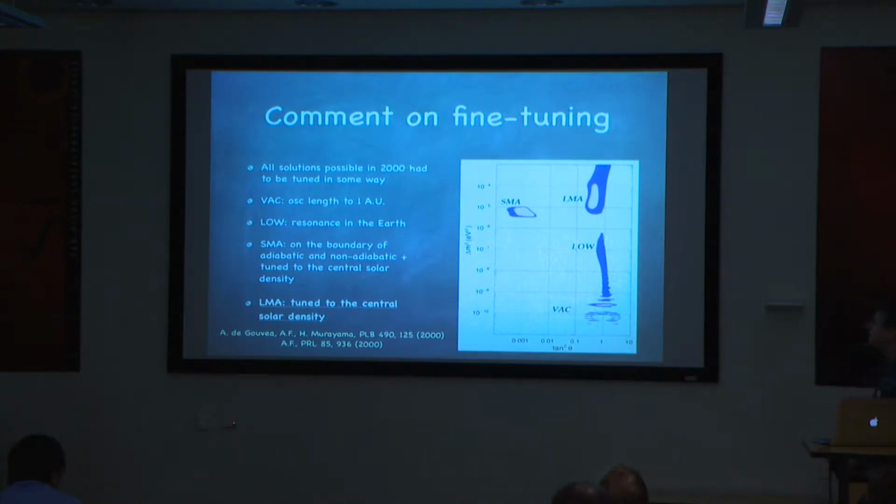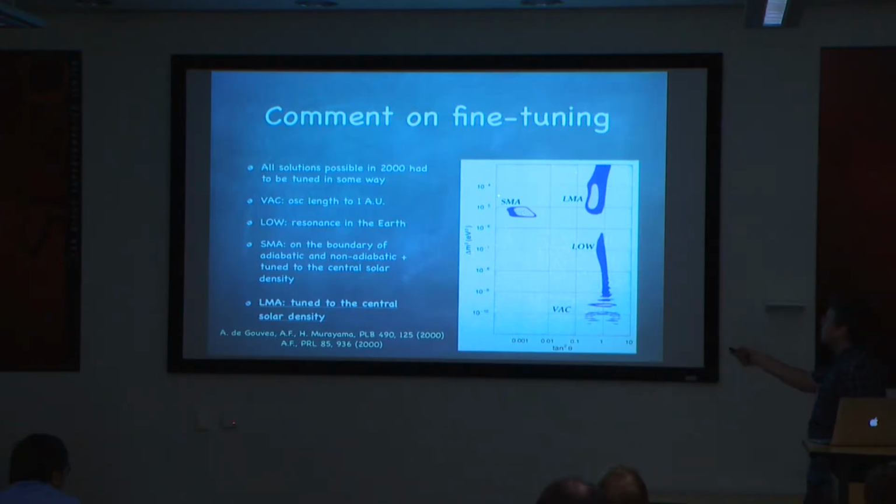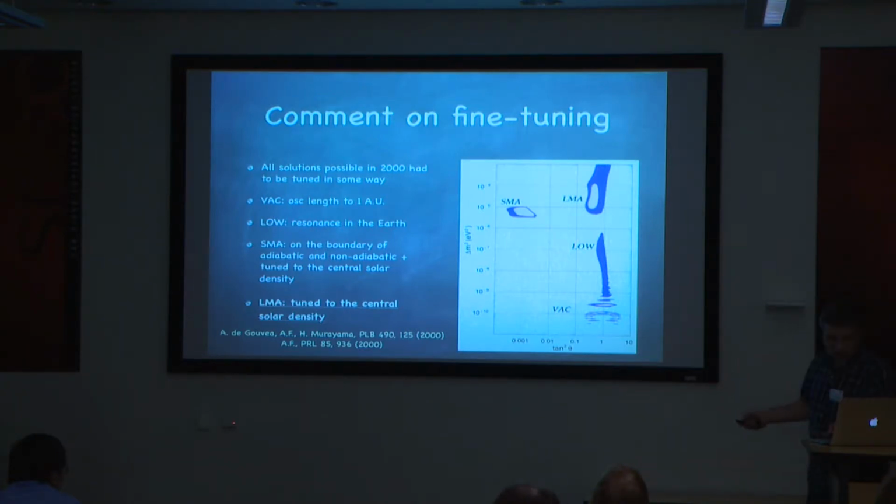So, by the way, a comment on fine-tuning. If this sounds very fine-tuned, it used to be 14 years ago that there were other solutions allowed. So there was this small mixing angle, which people had a bias for, and there was also this region of vacuum oscillations. In each of those cases, there was something fine-tuned to something. So for vacuum oscillation, the oscillation length was fine-tuned to 1 astronomical unit. For the small mixing angle, you had to be fine-tuned to be on the adiabatic, non-adiabatic boundary. And then for this region, you imposed the resonance in the Earth. In any case, to get energy-dependent signals, something had to be fine-tuned. Nature prefers this solution that you are here.